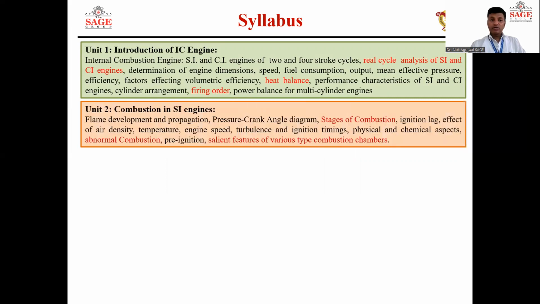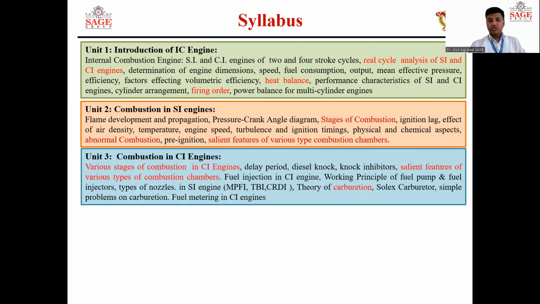In second unit it will be about the combustion of SI engine. Here we will study stages of combustion, what is abnormal combustion, which is also known as detonation, and we will know about the salient features of various types of combustion chamber. Third unit will be about combustion of CI engine. In this unit, we will study the various stages of combustion in CI engine, that is compression ignition engine. We will study the various types of combustion chamber used in CI engine.